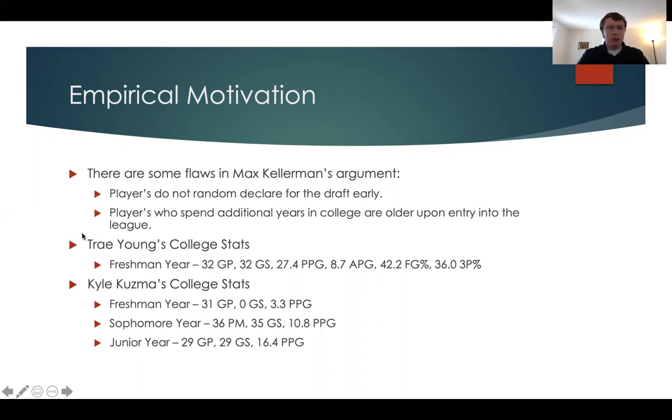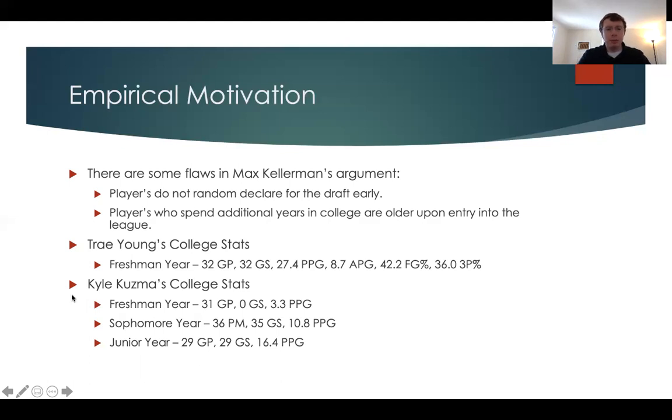And then, to further point out the flaw in Max's argument here, he makes a comparison between Trae Young and Kyle Kuzma. And what we see here, if we're looking at Trae Young's college stats, he spent 1 year in college, he started all 32 games, he averaged 27.4 points per game, 8.7 assists, shot 42.2% from the field, and 36% from three. Pretty solid numbers that should draw the attention of NBA scouts.